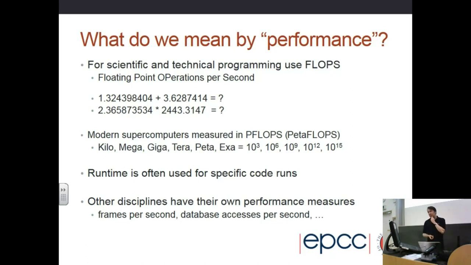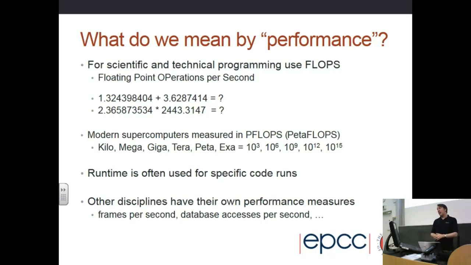A million million operations per second. The next milestone is exaflops, which is seen as the next kind of barrier to supercomputing. We're currently in the multiple petaflop region. The next breakthrough will be to get a computer which could do an exaflop, which would be 10 to the 15 calculations per second. You can also use runtime. I used runtime for my previous example: 650 years down to whatever it was, 6 seconds.